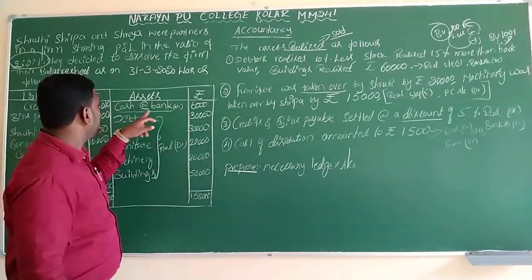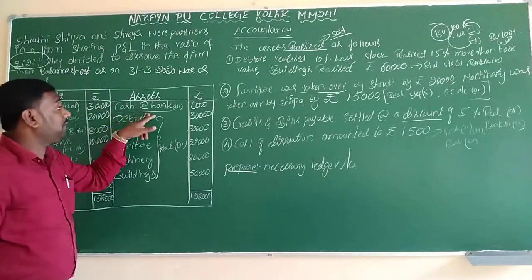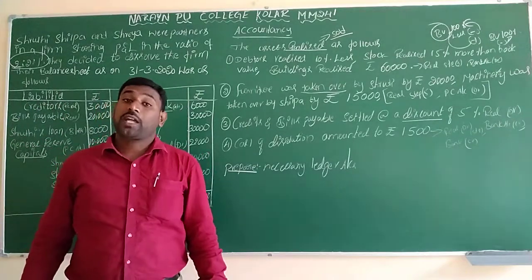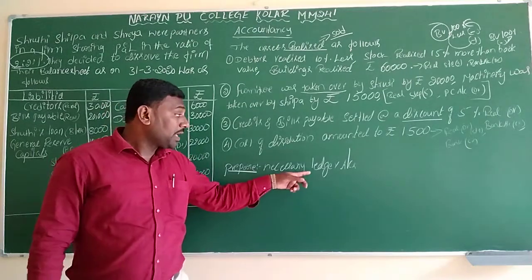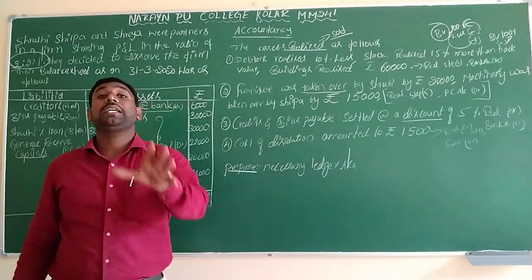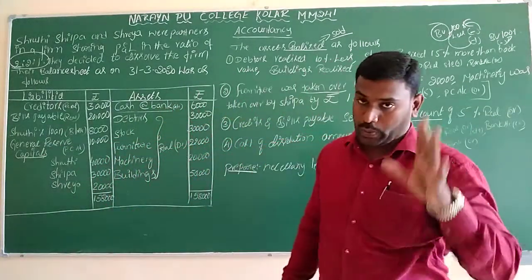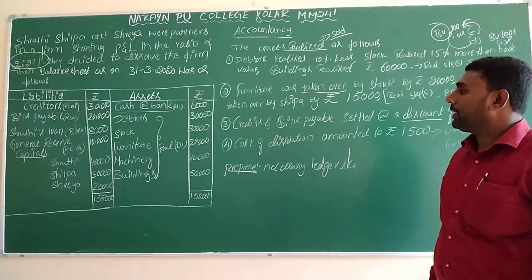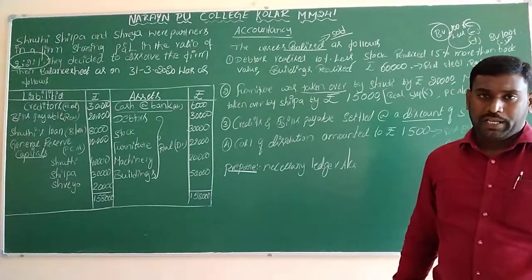In the question, if they just give cash, it means we should prepare a cash account. Instead of cash, if they give cash at bank, we have to prepare a bank account. If sometimes both transactions are given in the balance sheet, then at the end of the question they will clearly mention that you have to prepare such and such account only. So according to that, we have to prepare the ledger accounts of the particular company.